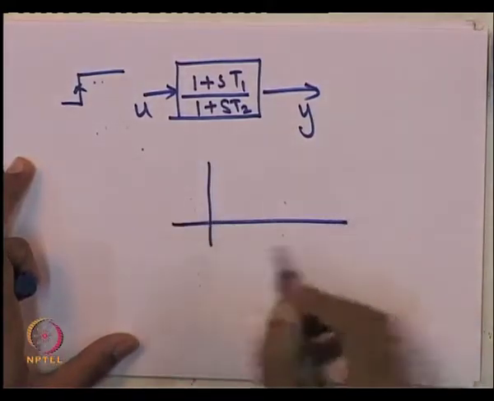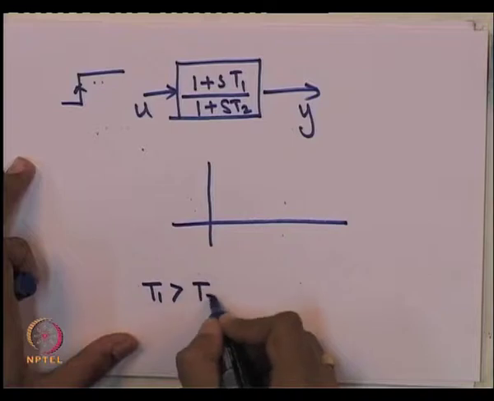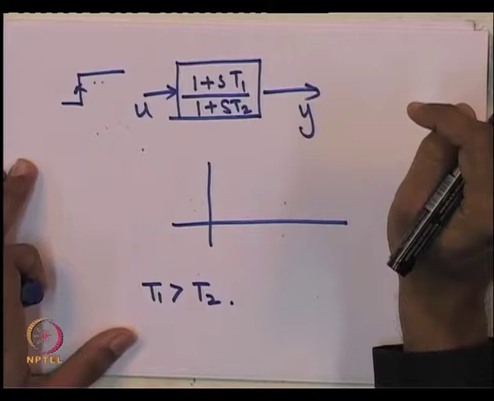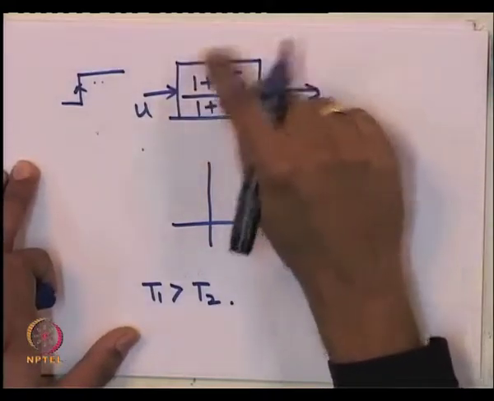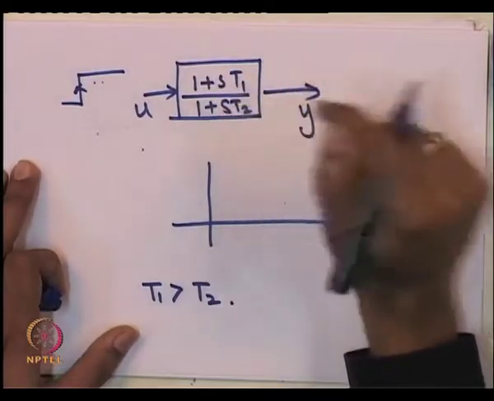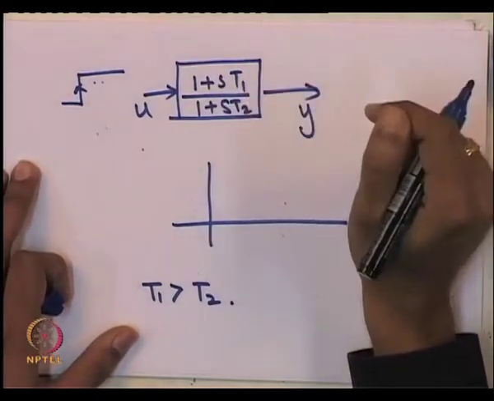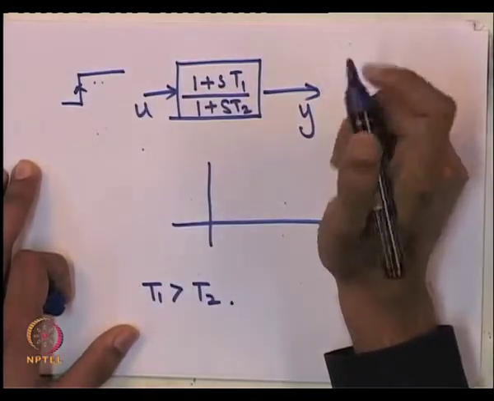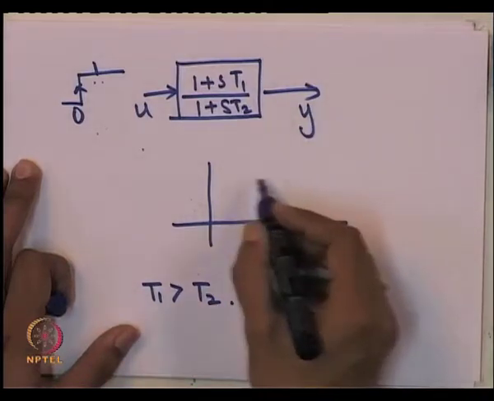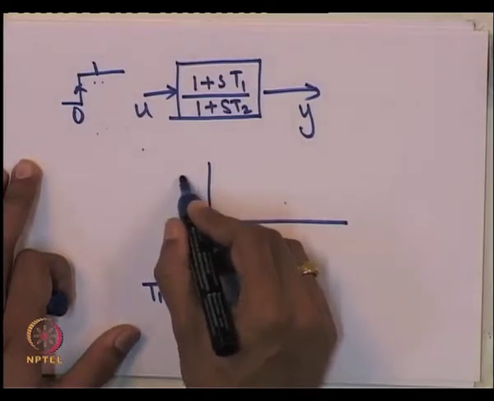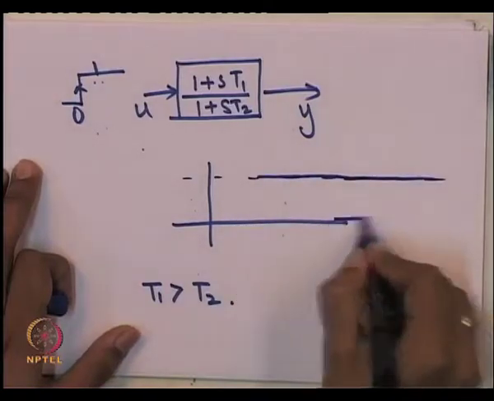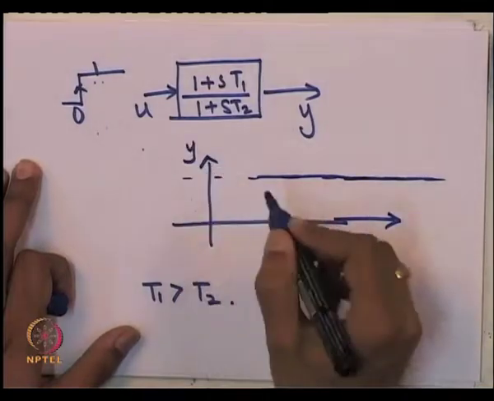depends on it. Suppose T1 is greater than T2. What is the steady state gain of this transfer function? It is very apparent that this transfer function has a steady state gain of 1. You just put s equal to 0 here, and you get what is known as the steady state gain for a step input. So, if you have a unit step, your steady state value is equal to the input. So, the steady state value will be 1.